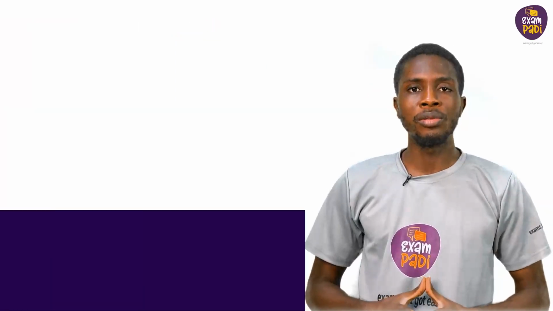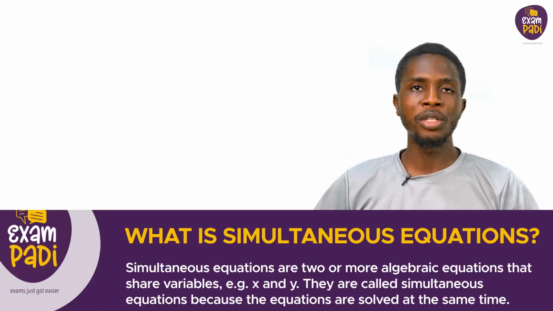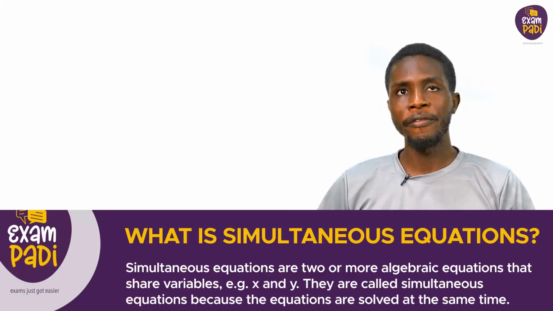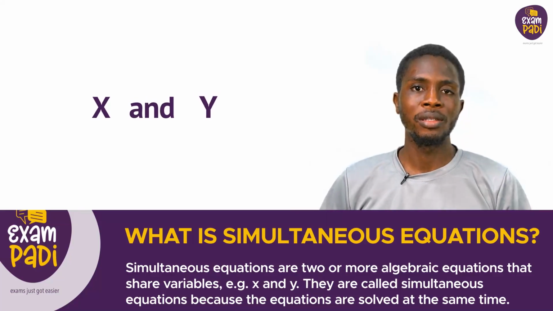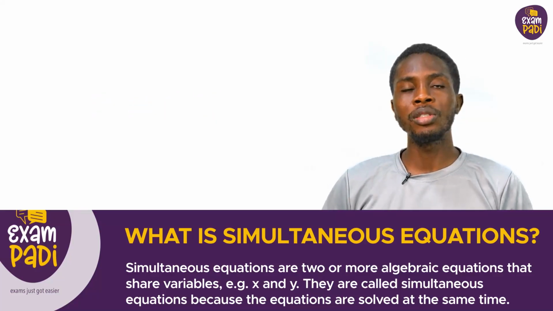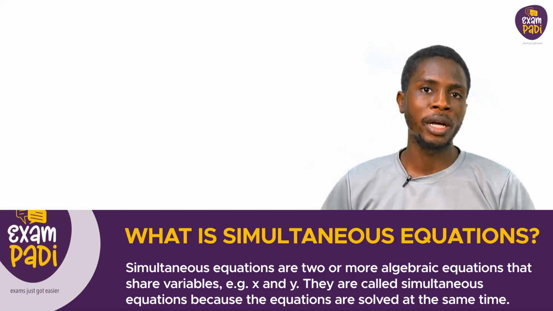As you already know, simultaneous equations are two or more algebraic equations that share variables, for example, x and y. They are called simultaneous equations because the equations are solved at the same time.